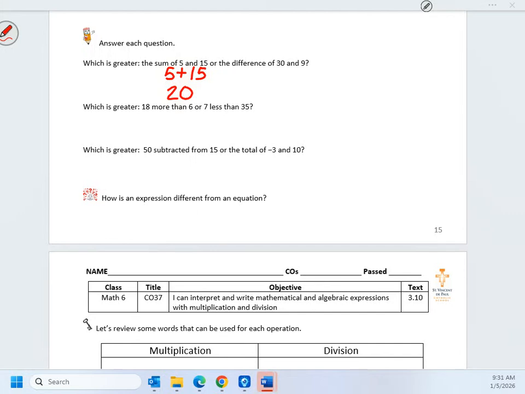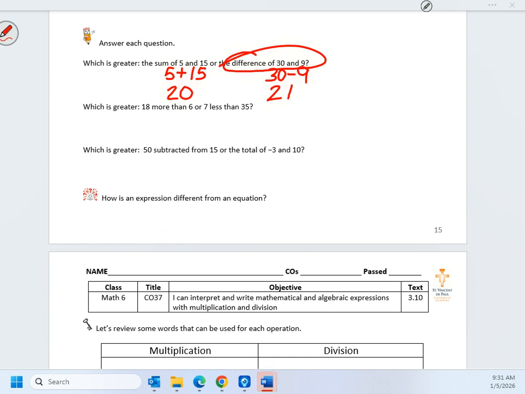Then we have the difference of 30 and 9. What does that expression look like, Leo? 30 minus 9. What is 30 minus 9, Joy? 21. So now that I figured out what the expressions are, and I did the math, can I answer the question? Which is greater, the sum of 5 and 15 or the difference of 30 and 9? Which one's greater, 20 or 21? Which is the bigger number? Matt? 21. So I'm just going to circle that one. That's the greater one.